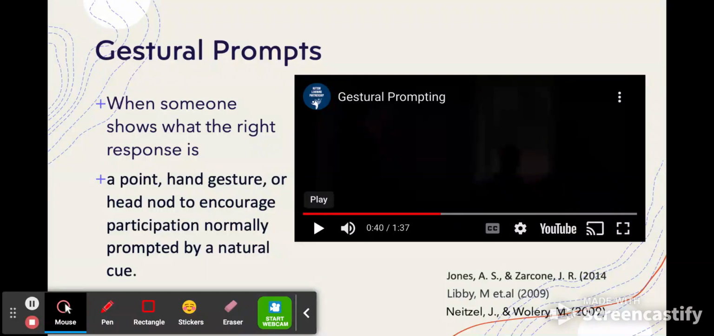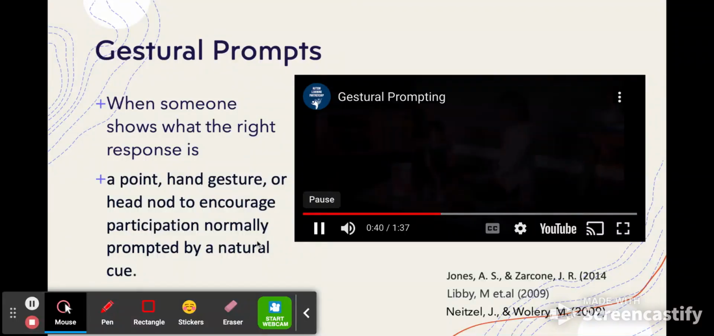Another example is giving a client a book and saying, put the book away, while gesturing towards a bookshelf. And here we can take a look at another example.